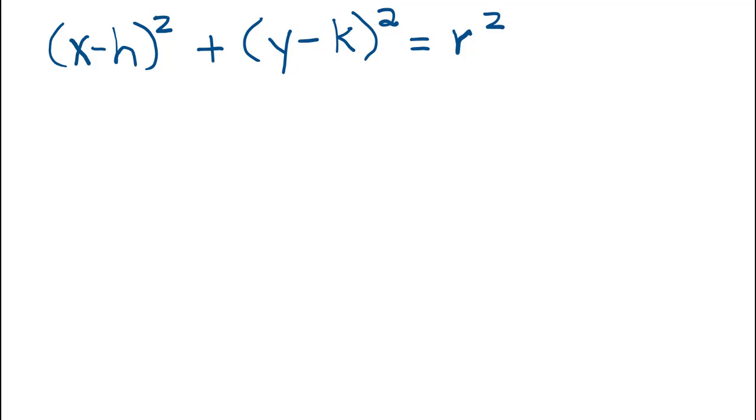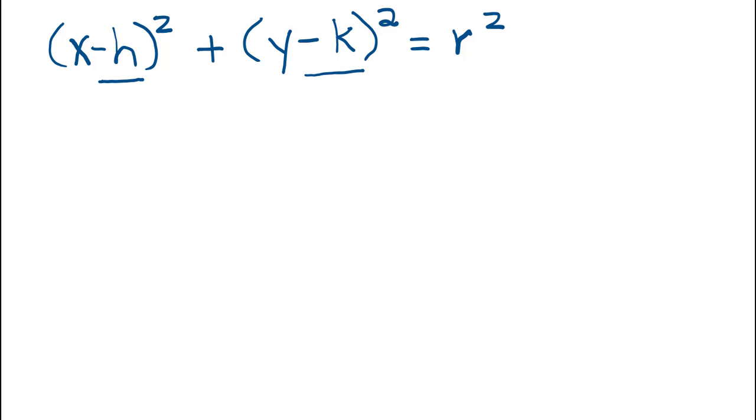This is the equation of a circle in standard form. We also call it graphing form because if the equation is in this form, we can quickly identify the coordinates for the center of the circle.